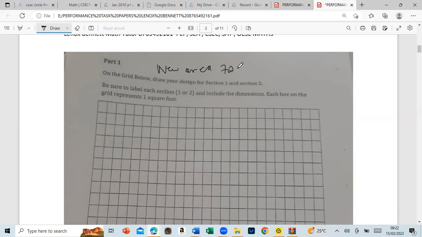Now we can decide any dimension we want that can fit on the grid. So we can list all the factors of 72 and say which one we want to do. For 72, we can have 1 times 72. Naturally, we're not going to do that. We can have 2 times 36.